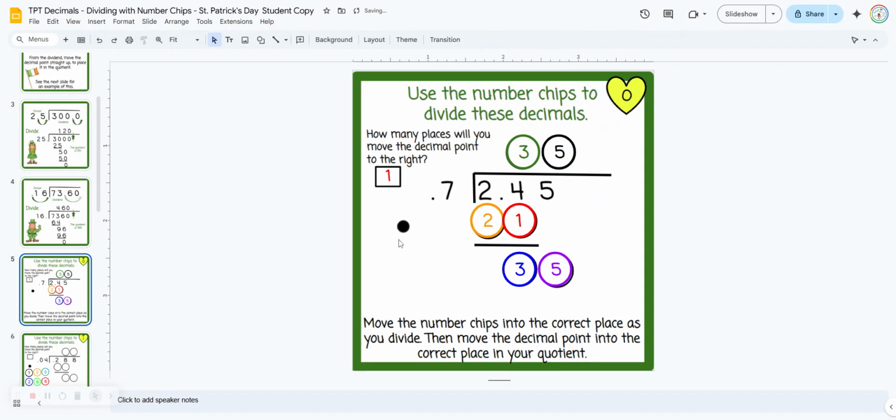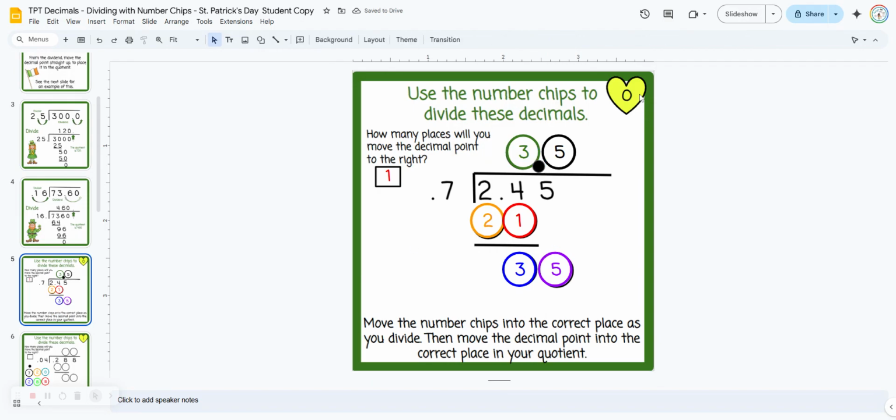Now they have to place this movable decimal point, so they just click and hold, and they can move it wherever they like. If we move the decimal point one place to the right in the divisor, we have to move it one place to the right in the dividend, and then it goes straight up into our answer. So we get a quotient of 3 5/10.